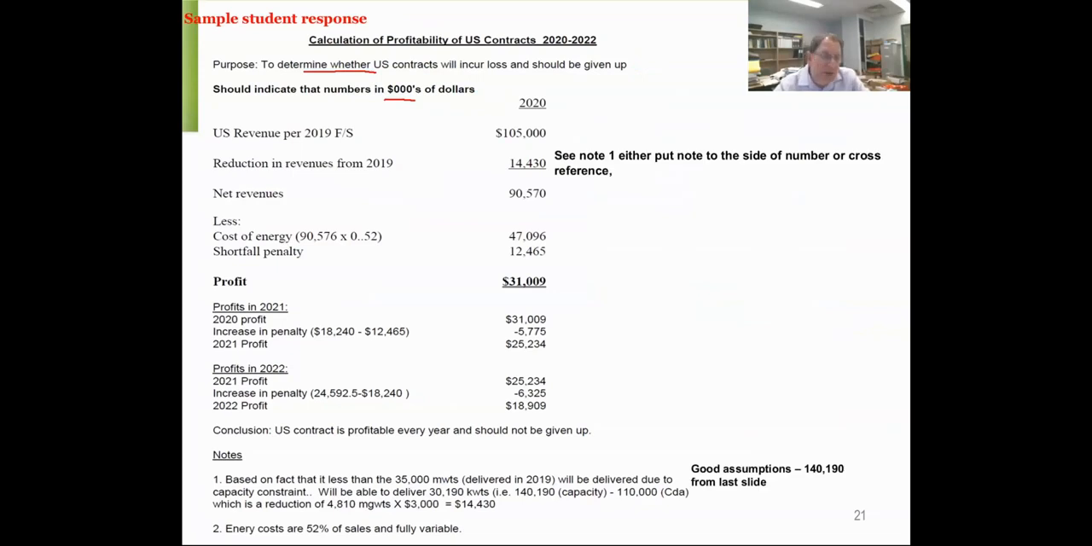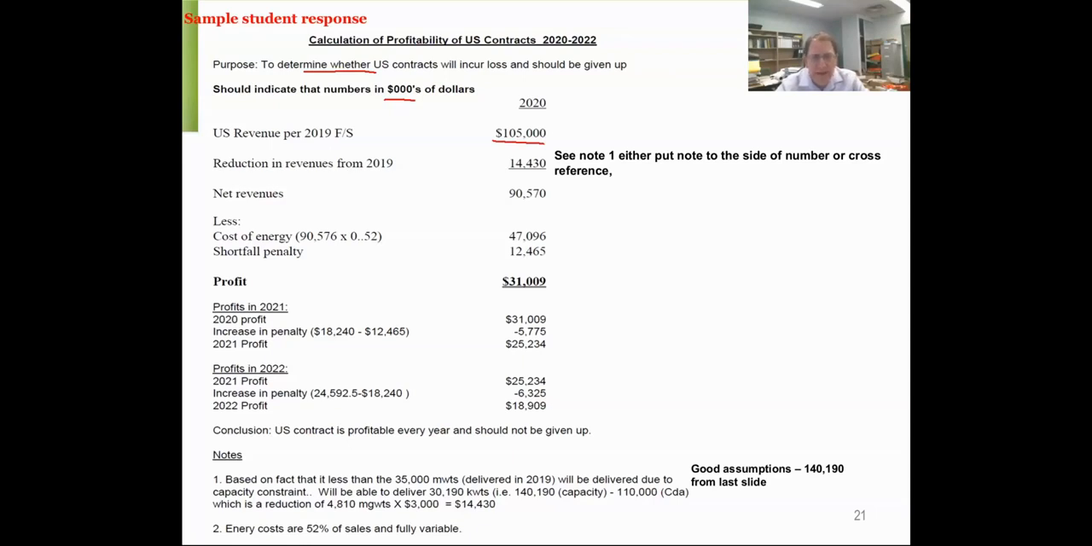Either put the notes to the side or at the bottom, it doesn't really matter. Again, you'll always get credit for it. Okay, so U.S. revenues per the financial statements, I got the 105,000 or whatever, right? That comes right from the financial statements. Reduction from 2019. Okay, and we have a note at the bottom.